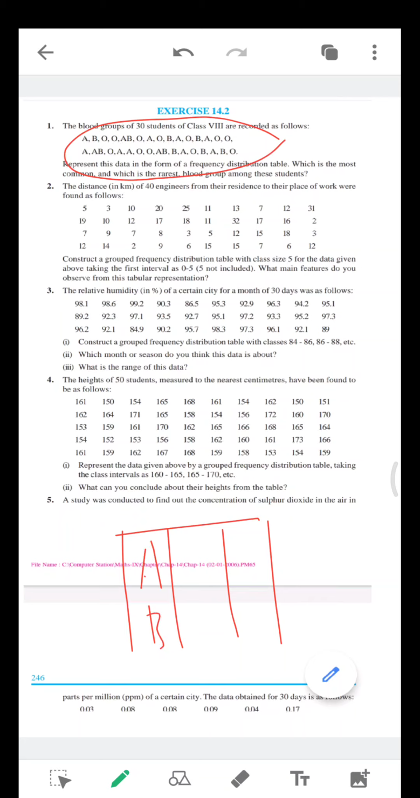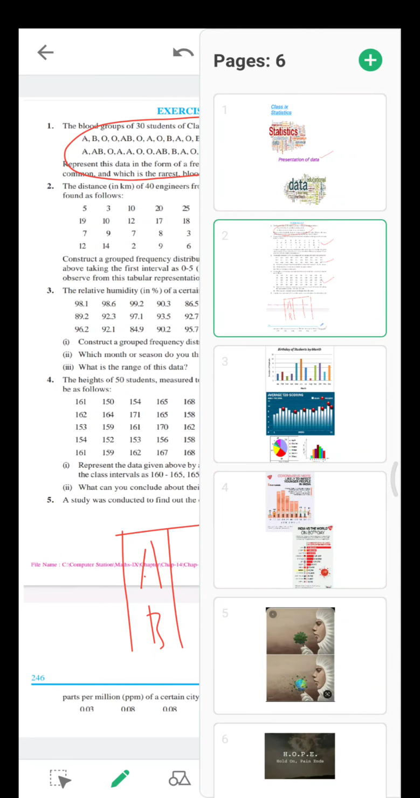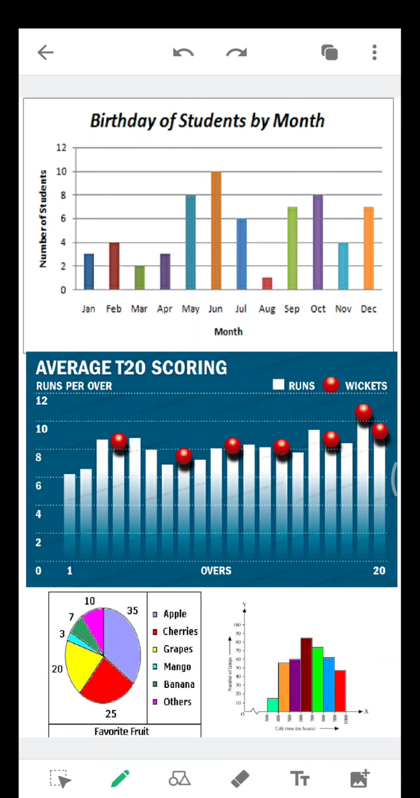But if you represent the data in this form, then nobody can understand that easily, and it will be time consuming too. So collection, classification, analyzing. After these three steps comes presentation of data, which has to be very interesting. So for presentation of data we use different types of graphs, which you can see here.